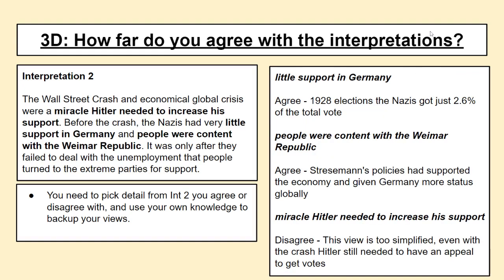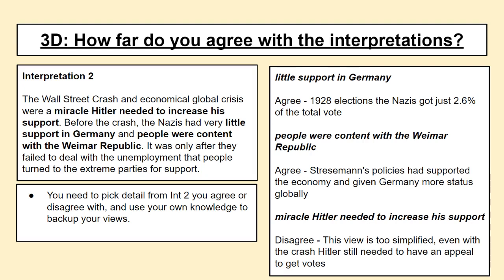So, the note making. Here's an example here. I've looked at interpretation 2 and I've just highlighted some points that I either agree with or I disagree with. And I'm going to bring these quotes into my answer. So I've got that line there, little support in Germany. The Nazis had very little support in Germany. And I'm going to say that I agree with that statement. And I know, bringing my own knowledge, in the 1928 elections, the Nazis got just 2.6% of the total vote. So that backs that line up.